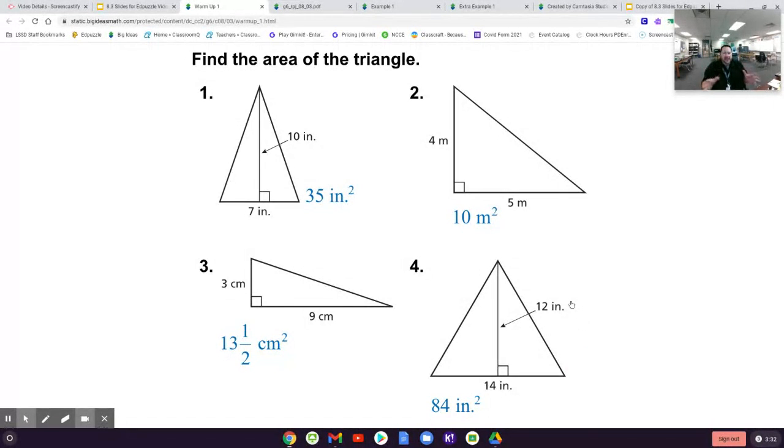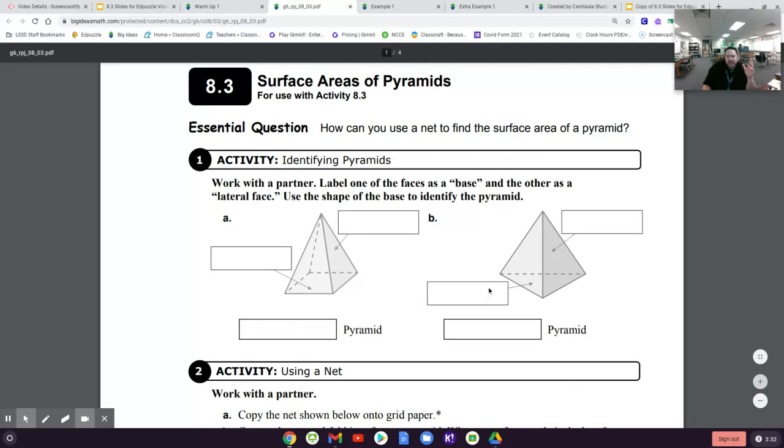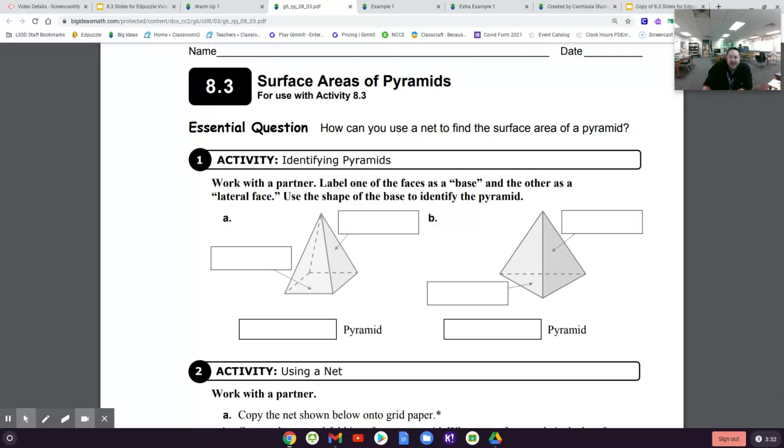Okay, now that we've practiced area, and you've gotten really good at area of triangles, we're going to talk about how that relates to what we're doing. So 8.3 has 2 different types of pyramids, but because we're cutting the whole year of math into a very short amount of time, we're not going to do these pyramids today. We're only going to do square-based pyramids. And so all of your problems that you're working on for Big Ideas 8.3 will look like these, square pyramids.